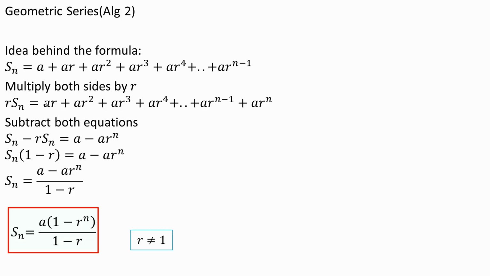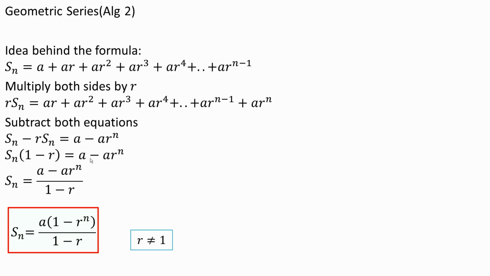Now if I subtract both equations, if I subtract s sub n minus r times s sub n, what I would get is the a term would remain, but this term would cancel, this term would cancel, and so on, and all that we would have left is a minus ar raised to n. Then the next step, I could factor out an s sub n and get s sub n times parentheses 1 minus r is equal to a minus ar raised to n.